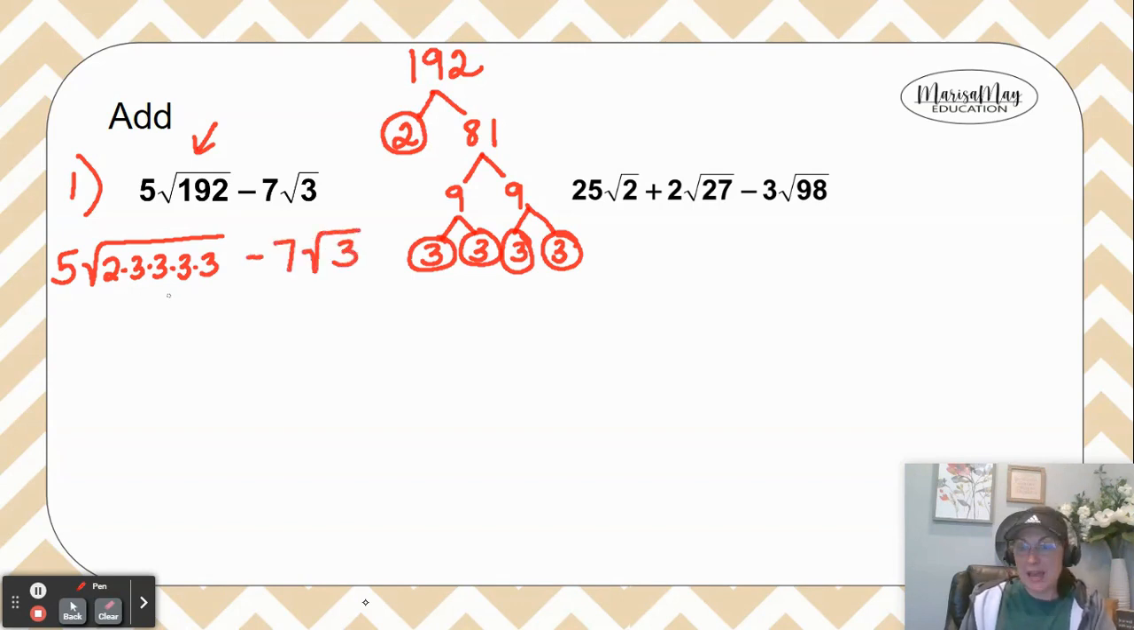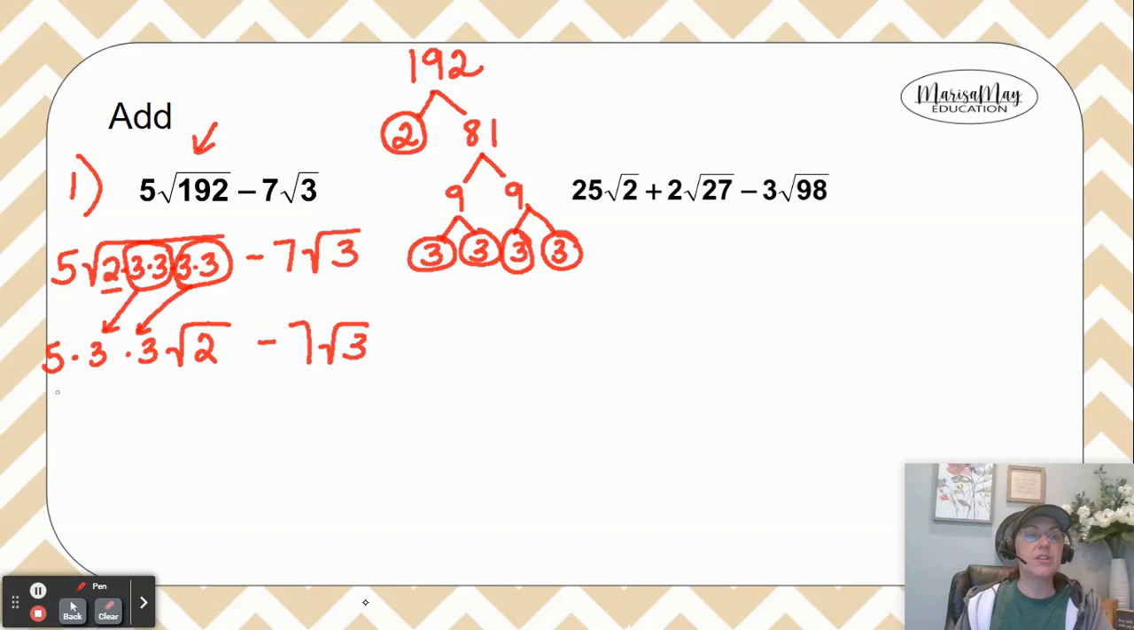And I'm looking for pairs. So I have a pair of 3s that will be written on the outside with that 5. And I have another pair of 3s that get written on the outside. And then anything that didn't have a pair has to stay under. So that's a 2. And I still have the minus 7 square root of 3. So let's simplify these. 5 times 3 is 15, and 15 times 3 gives me 45 square root of 2 minus 7 square root of 3. And I'm done. That's all I can do.